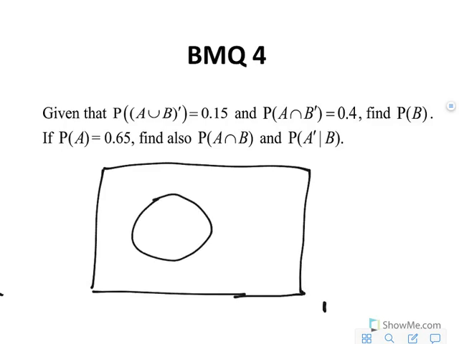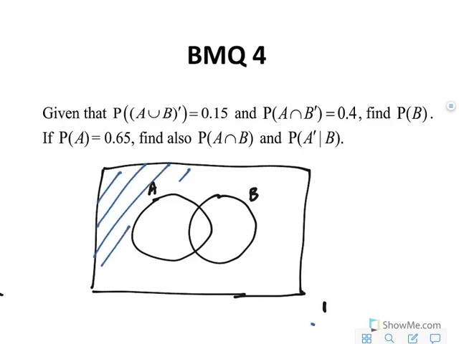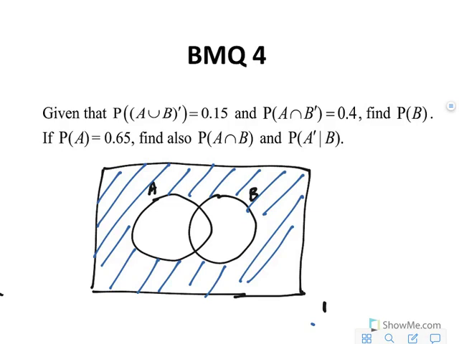Suppose this is A and this is B. So A union B prime, how do we draw it? It's the complement of A union B, the whole thing prime. So actually this is what we're looking at. So this is A union B prime.